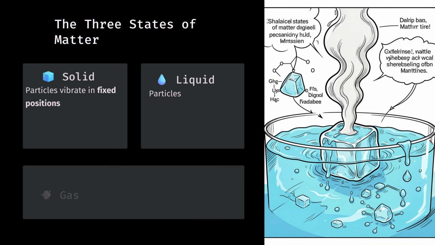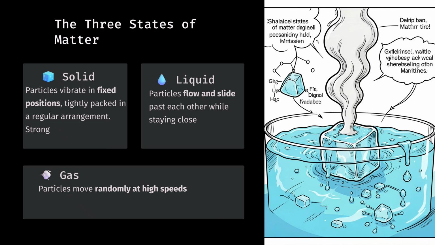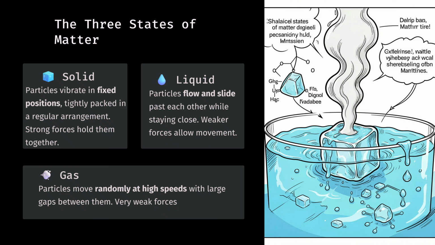This means no new substance is formed. The key processes include melting, freezing, boiling, and condensing. These changes are all reversible.